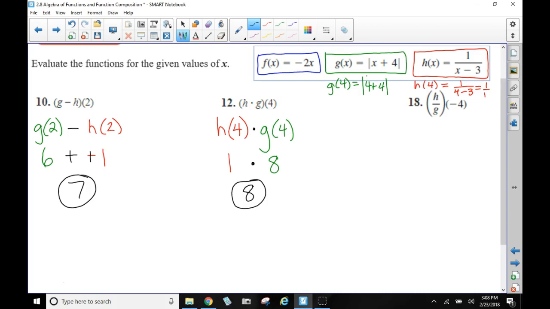Now, we don't even get to use the f function. Poor little f of x equals negative 2x. He's being all ignored. Poor little guy.